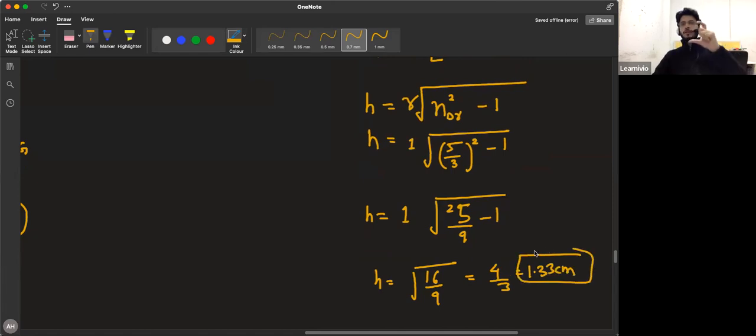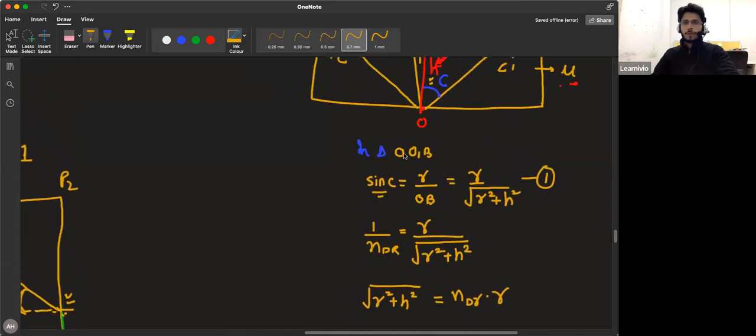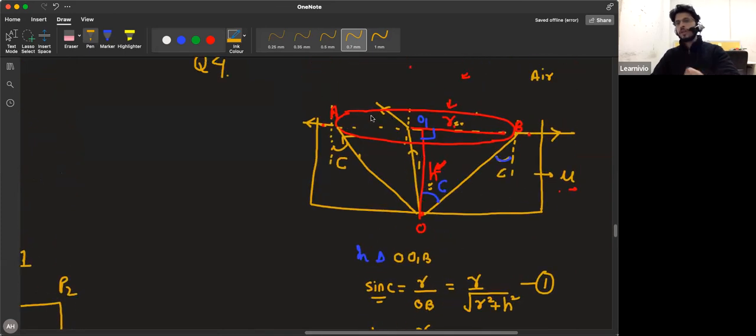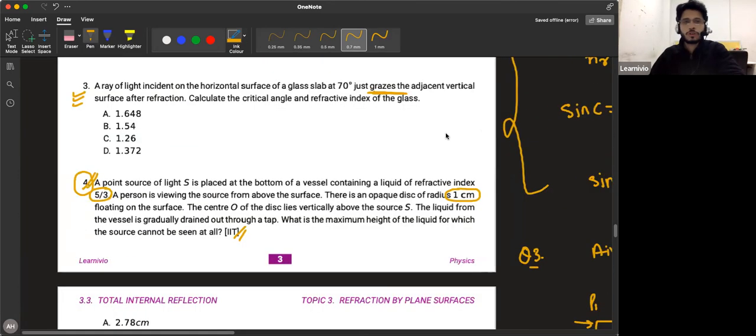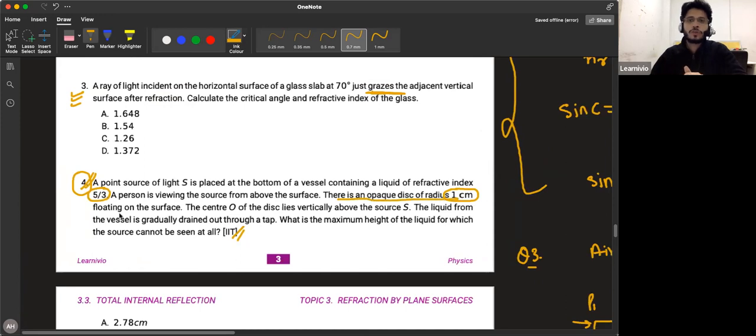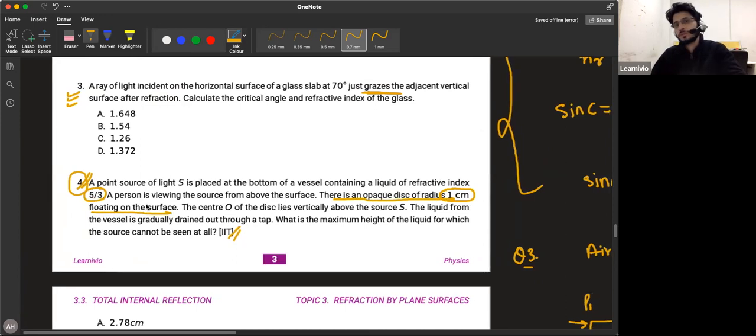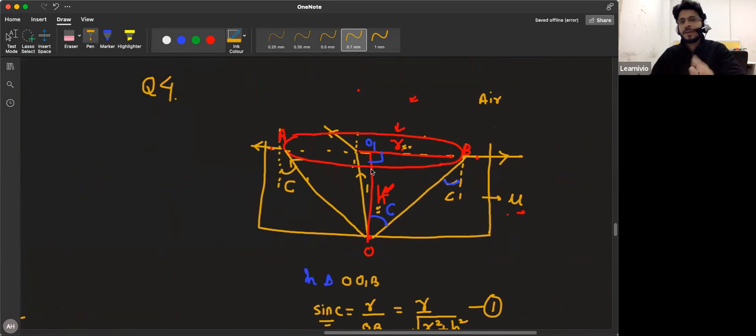So this is the height of water column up to which no ray can come out of this container. The reason is the only region from which a ray can come out is this A to B region, and you place the opaque sheet over it. This is what the question says: there's an opaque disk of radius 1 centimeter floating on the surface. So the only region from where rays can emerge out is this A to B region, the region that I'm taking with the red color. But he placed an opaque sheet over there, so no light can emerge out of it.